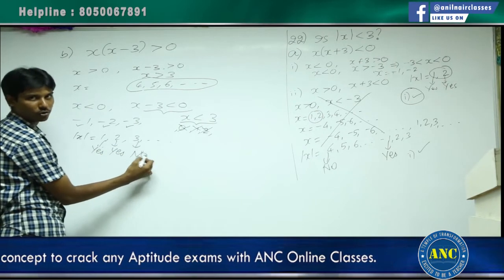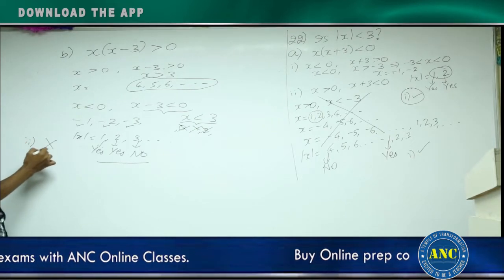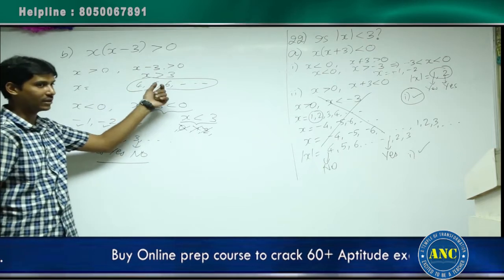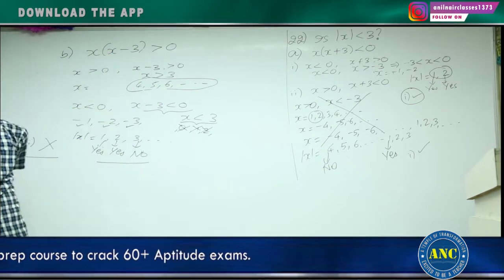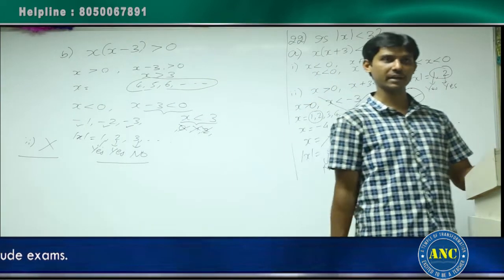Here you are telling no. You are getting multiple answers. Multiple answers means second statement alone is not sufficient to answer the question. Understanding? If you are confused with the values, take some value, substitute in the equation. It should satisfy. That is the values which we are finding. Clear, right? Anyone needs an explanation?